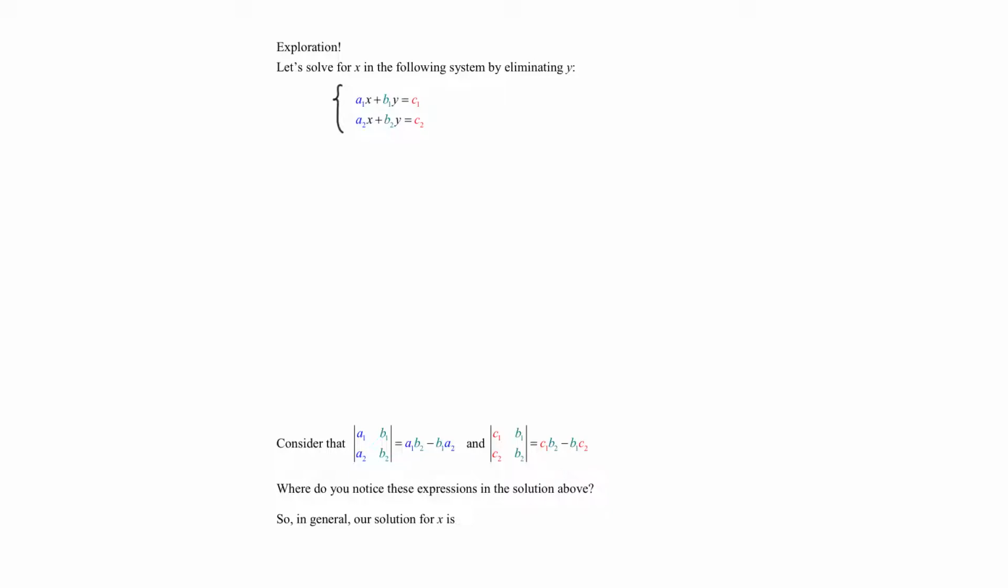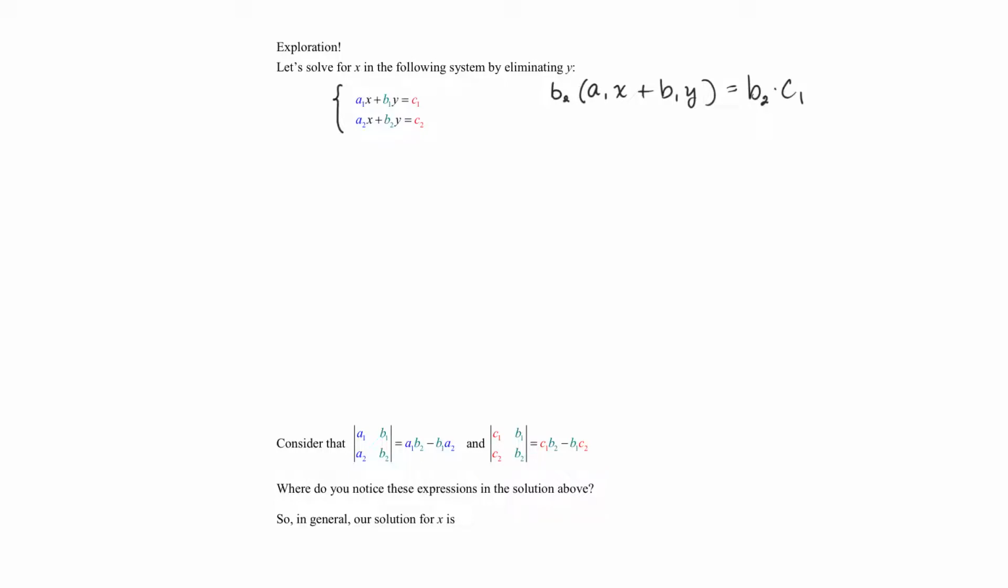And in fact, if I multiply that first equation through by b sub 2, let me go ahead and write that I'm going to do that. So I'm going to multiply b sub 2 times that first equation, a sub 1 x plus b sub 1 y equals b sub 2 times c sub 1.